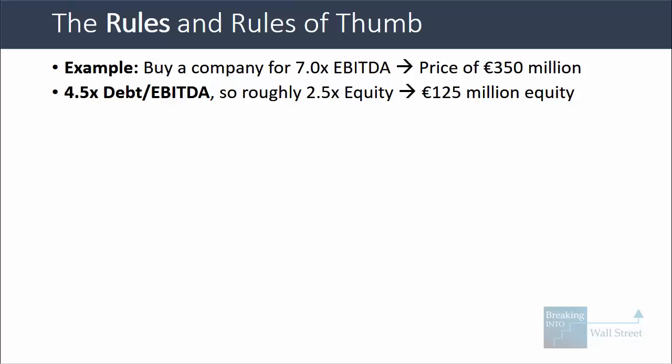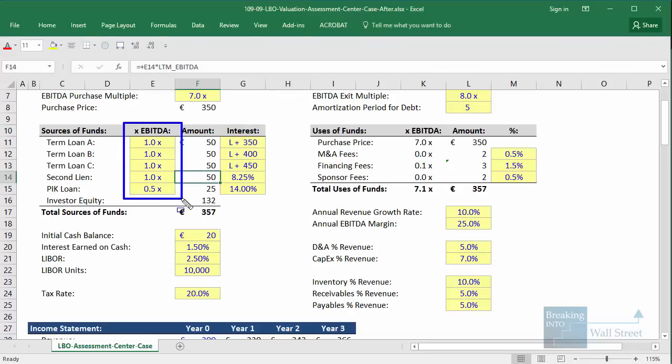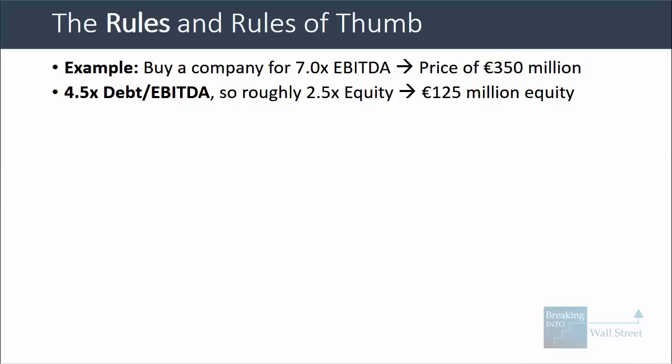Now, the case study assumptions give us the debt to EBITDA. Altogether, it adds up to around 4.5x debt to EBITDA. So we've reflected that in Excel. What this means is that we contribute about 2.5x equity to this deal. This gives you about 125 million for the equity contribution to this deal.